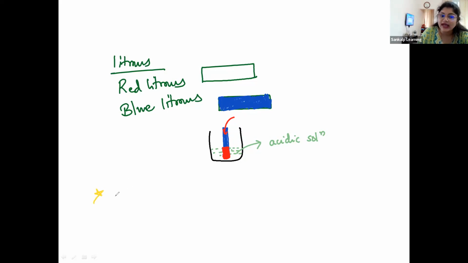As you know, acids are sour in taste and they are soluble in water. Then the second property is that they turn blue litmus red.